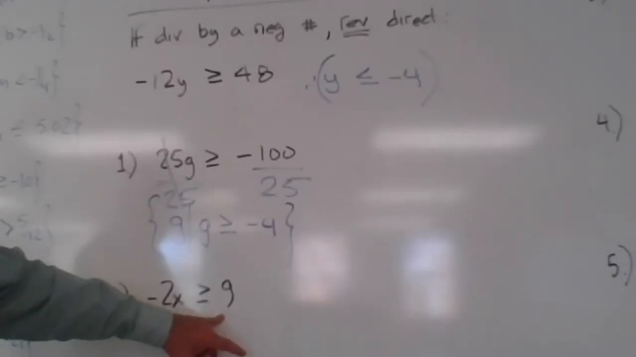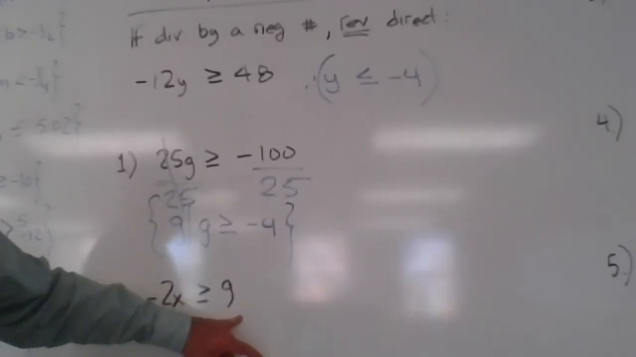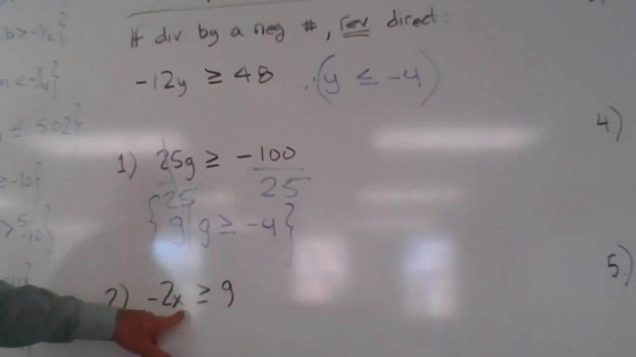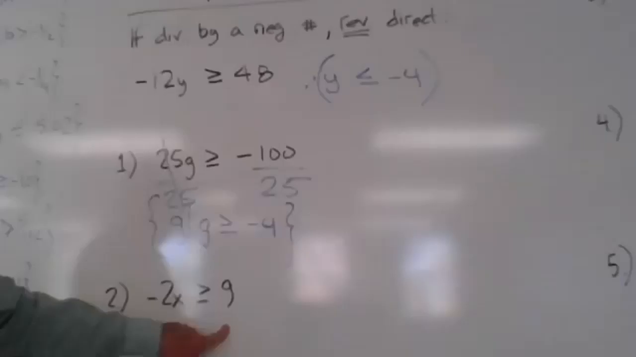Number 2. We've got negative 2x is greater than or equal to 9, right? So, Mr. Martin, since you're front and center on my screen, tell me what I'm going to do to solve this problem.